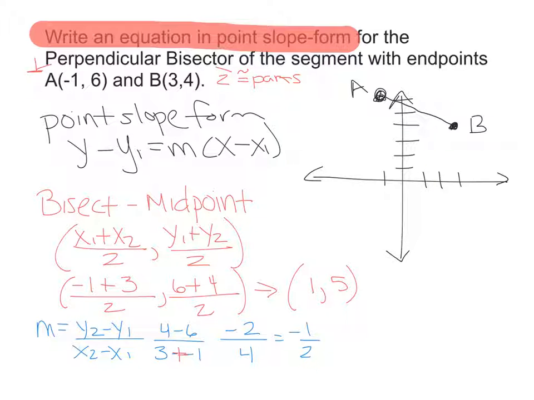But I need the perpendicular slope. The perpendicular slope of -1/2 is going to be +2 because it's a negative reciprocal.